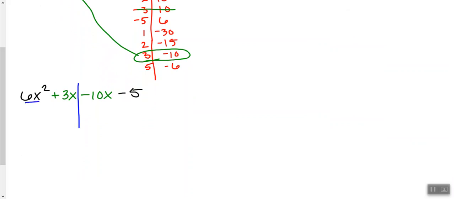And then GCF of the first two, I can divide them both by 3, and I can take an x out. So 3x goes in front, and then 6 divided by 3 is 2. I still have an x, plus 3 divided by 3 is 1, and I do need the 1 because I don't have anything left. I need that placeholder.